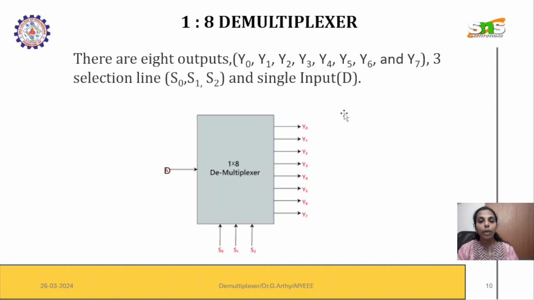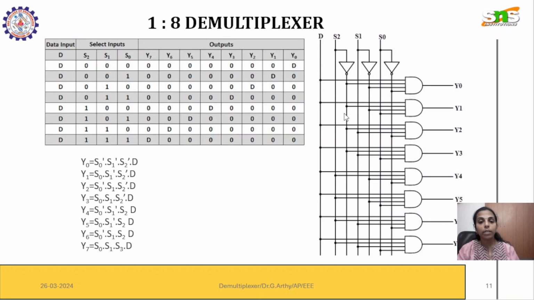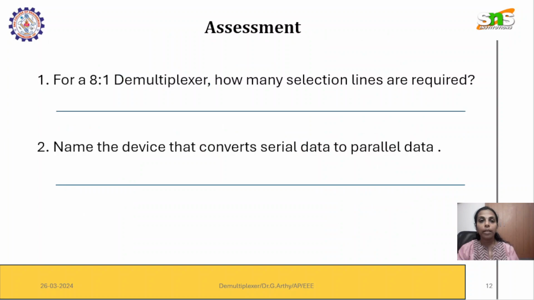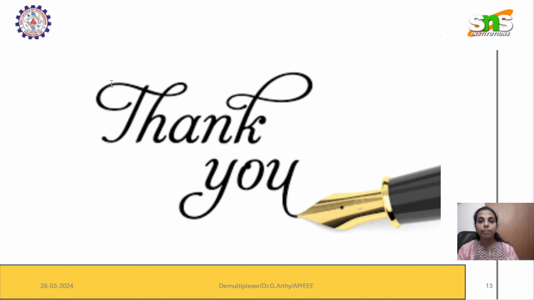Similarly, we have the 1:8 demultiplexer, wherein one input will be there and 8 outputs will be there with 3 selection lines. This is the truth table for a 1:8 demultiplexer with Boolean expressions and circuit diagram. The circuit diagram may look complex, but once you understand and realize this equation, then it's very simple. And this is for your assessment. Thank you.